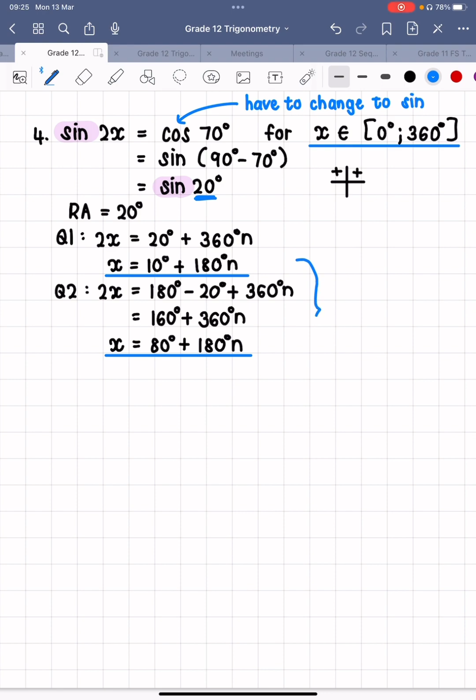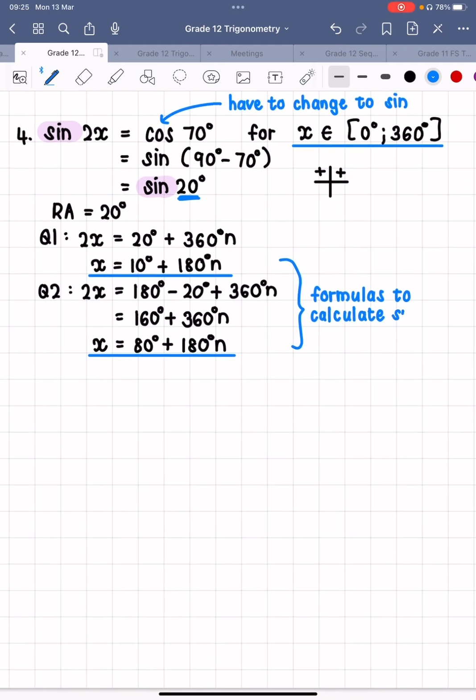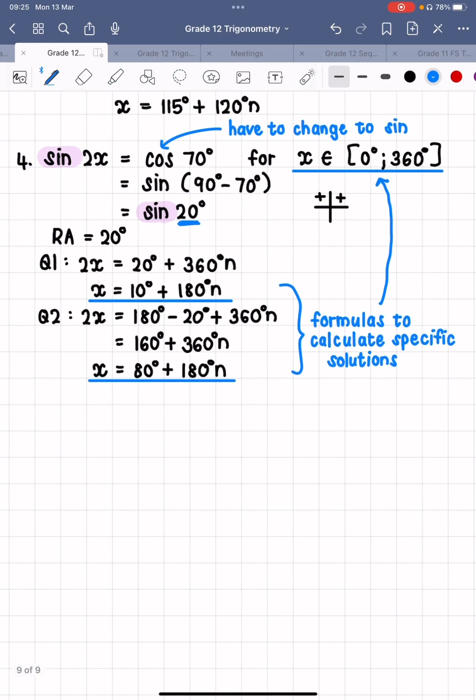Okay, so these two are formulas to calculate specific solutions. And the specific solutions have to lie in that interval there that they've given us in the question.